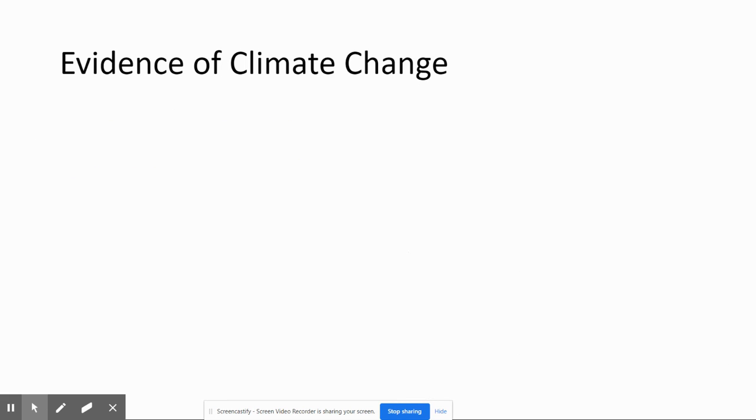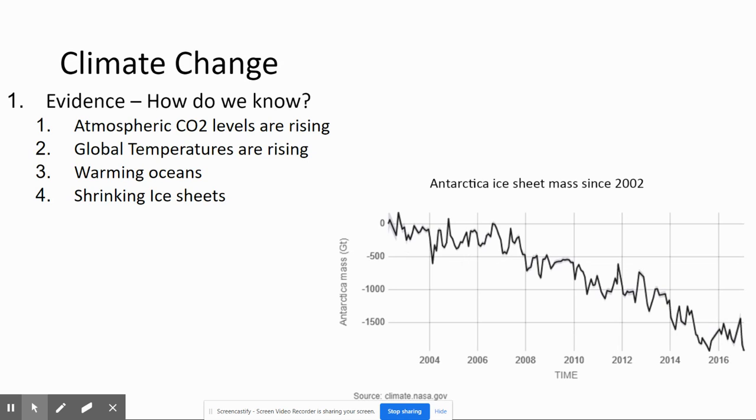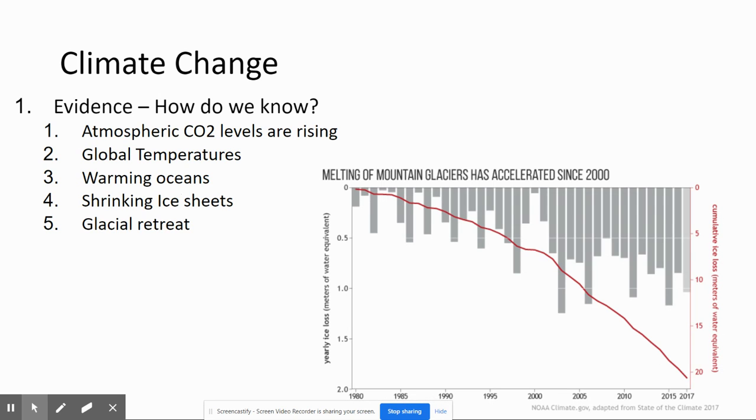All right, we'll talk about evidence of climate change here. The evidence is atmospheric CO2 levels are rising, global temperatures are rising, our oceans are getting warmer, our ice sheets are shrinking, and the glaciers are melting. These are alpine glaciers, so they're mountain glaciers. In the United States, most of our glaciers are in the Rockies. People go skiing in the winter in the Rockies.